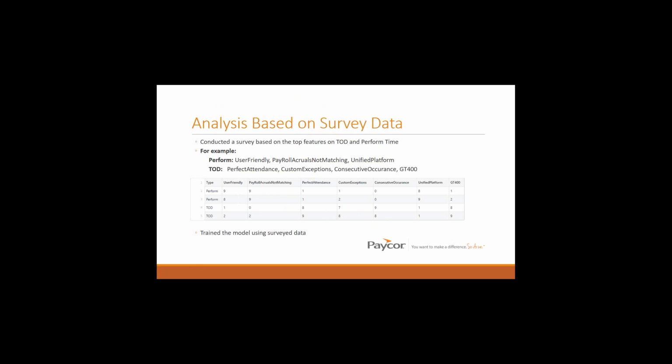How do you get the data? We reached out to the business, and they told us the reasons people want to stay in perform versus TOD. If it is more user-friendly or a more unified platform, they want to stay in perform. If it is a good score, like GT 400, or perfect attendance, they want to stay on TOD. So this is the data we will be using to make our model.